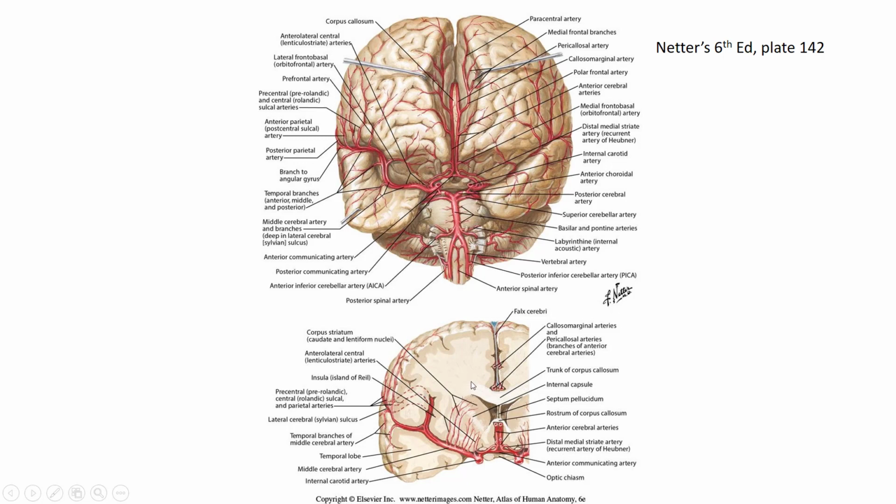And then you can also see the corpus callosum here, that connection between the right and the left hemispheres of the brain, and then the falx and the pericallosal arteries, which are peri meaning near and callosal meaning callosum. So pericallosal arteries, which are branches of the anterior cerebral.